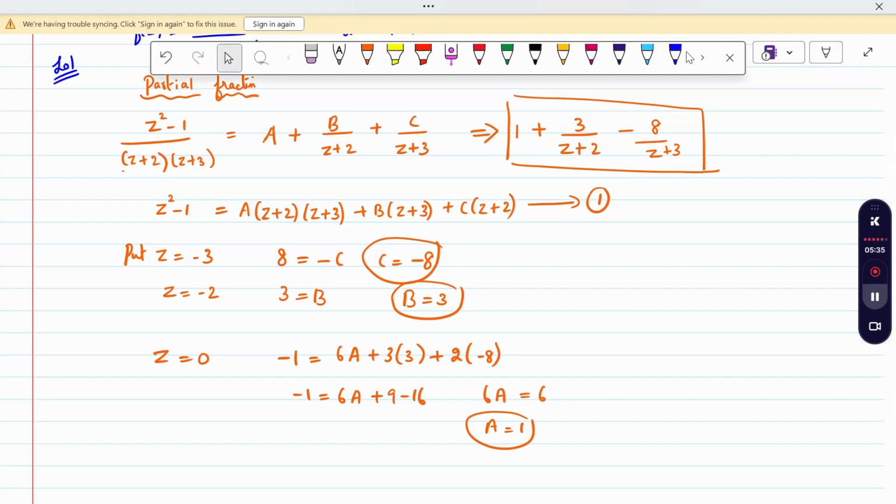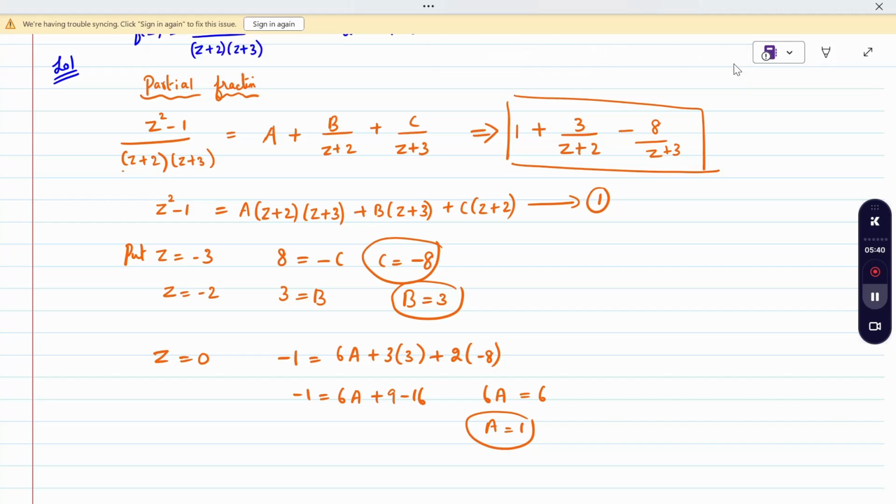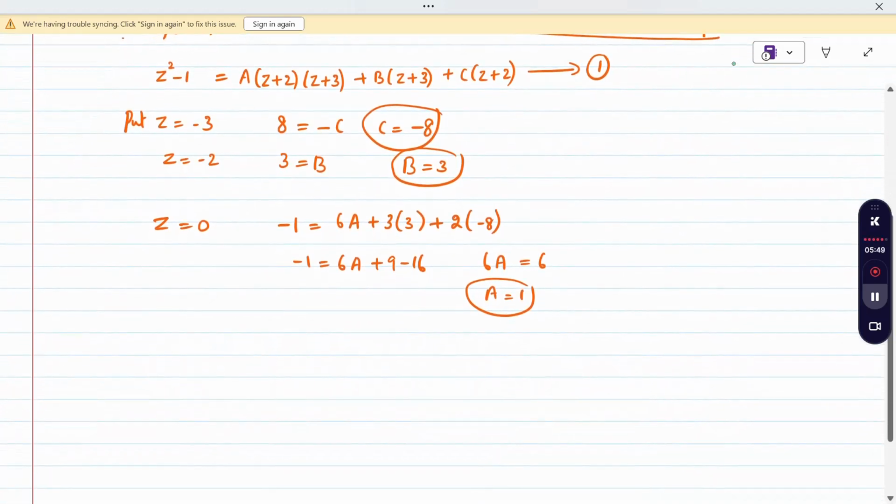Now when I write a Laurent expansion, so what is our condition given? First we come with our condition. So now rewrite f of z, the given function to be 1 plus 3 divided by z plus 2 minus 8 divided by z plus 3. Okay, so what is the condition given? According to the condition only we have to write. The condition given is 2 is less than modulus of z is less than 3.